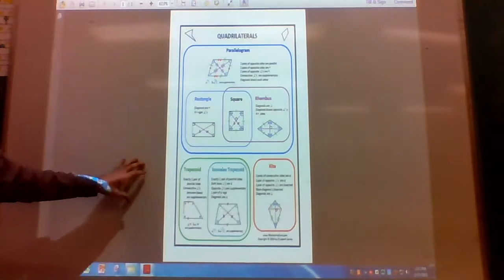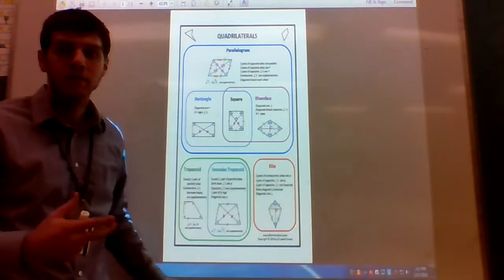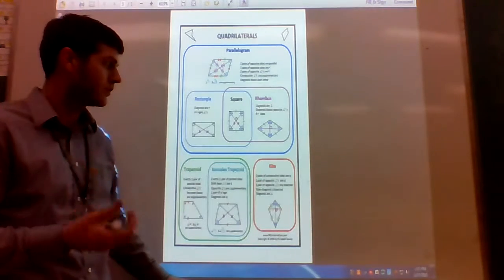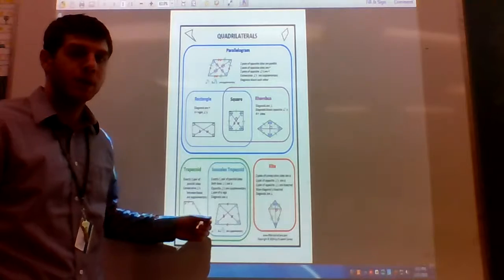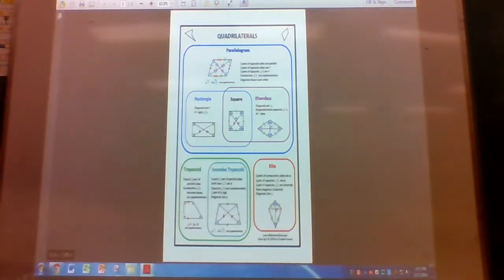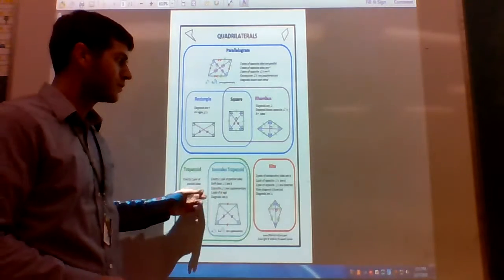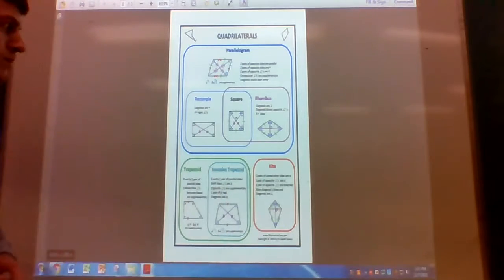So first thing we want to know about this one, because we're going to use this a lot. We're going to have to solve problems, solve for different angles and sides, variables in the problem. So we need to know how to use this reference sheet, and we need to know what the properties for each one of the 7 special quadrilaterals is going to be.